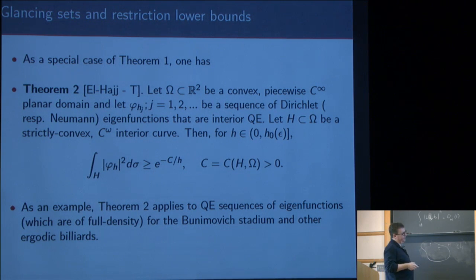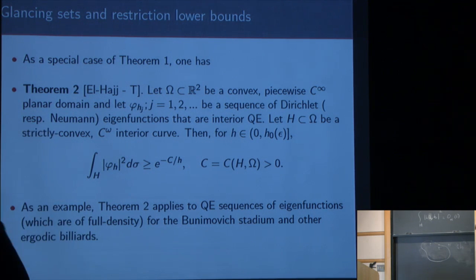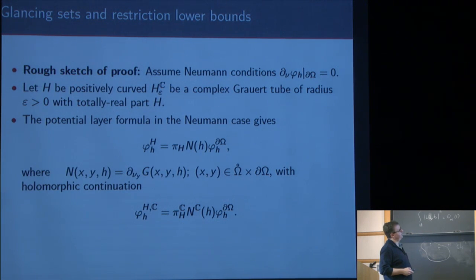for other ergodic billiards. So for example, for generic triangle billiards, and there are all kinds of polygonal billiards, large families that are known to be ergodic. You can take a cardioid, half a cardioid, etc. So let me give a rough sketch of the proof. I don't have much time.